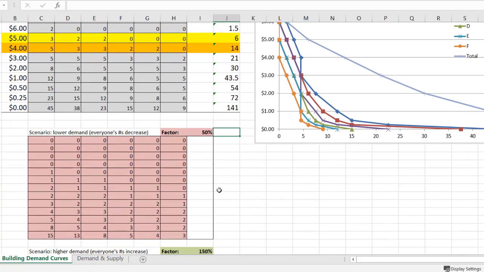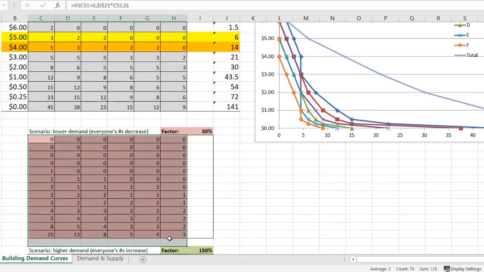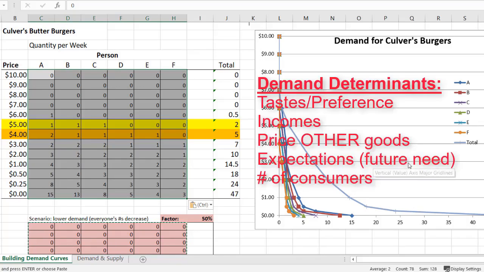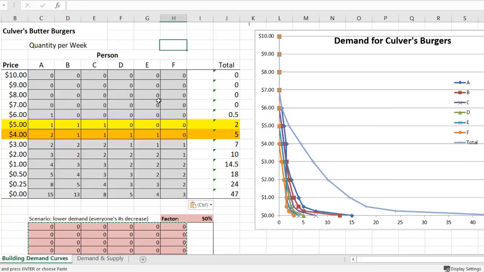I have to be looking at lower numbers, right? I can paste in a lower set of numbers here. That made the demand curve shift all the way down, right? Or I could paste in a higher set of numbers. Okay, so we have to start off with that distinction between a shift in the demand curve, which would involve underlying determinants: tastes, preferences, incomes, price of other goods, number of consumers, expectations, and distinguish that between changing price, which just changes quantity demanded.